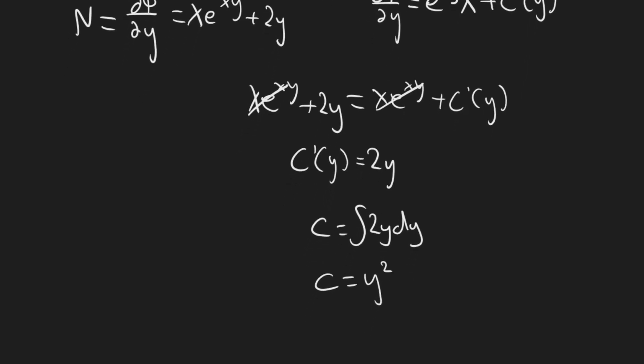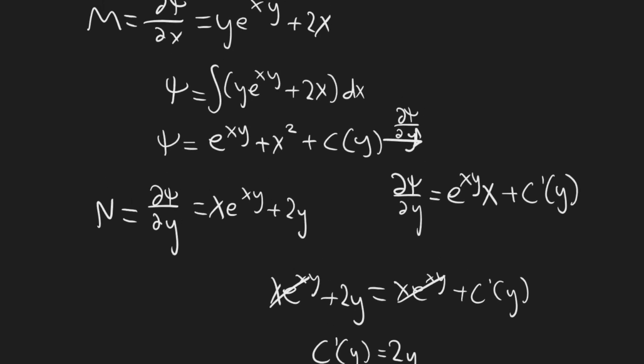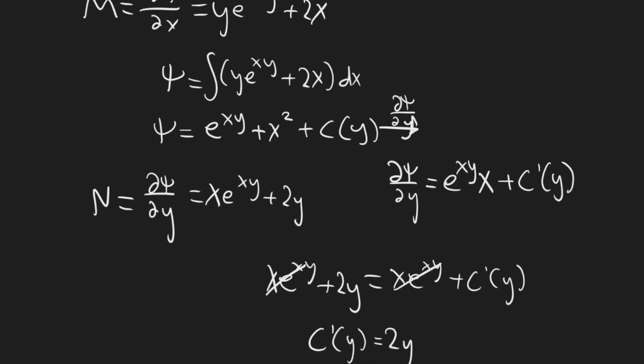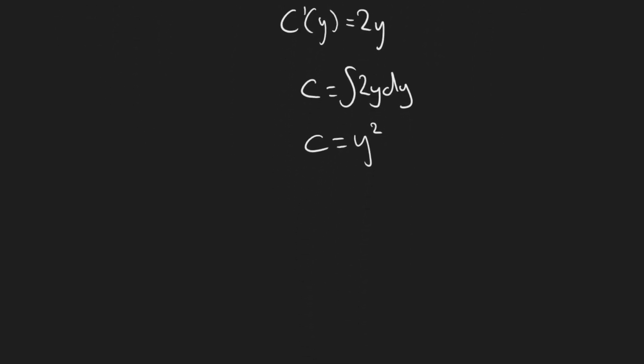Okay, so now we have psi. We have everything that we need. We finally figured out what c of y is, and now we can just put it together. So if you recall, our psi was e to the xy plus x squared, and now we know it's going to be plus y squared. So psi is then equal to e to the xy plus x squared plus y squared.